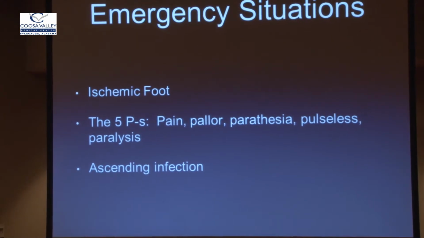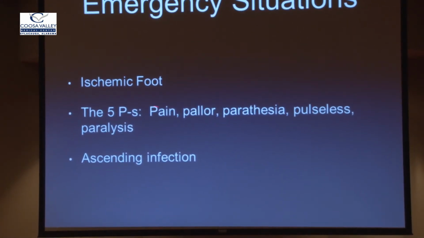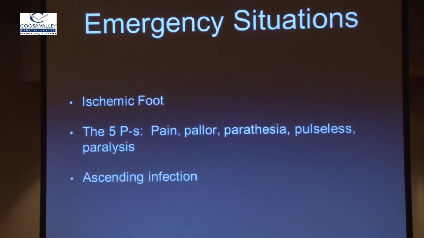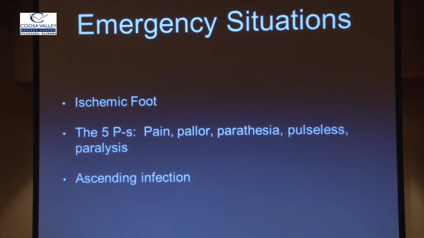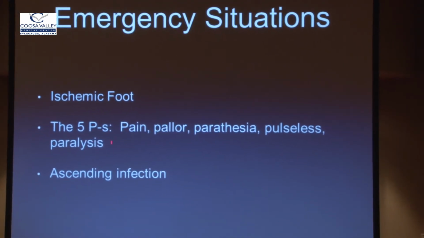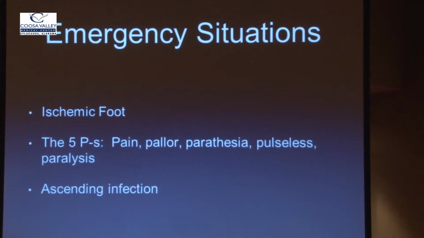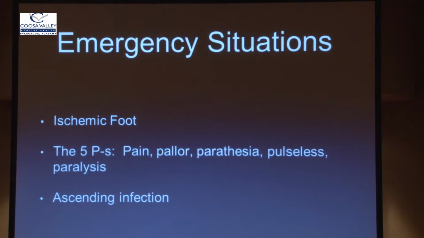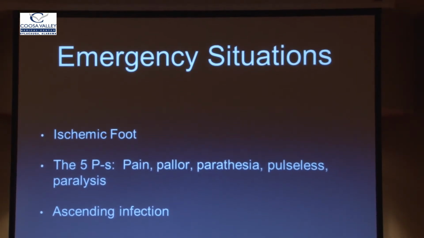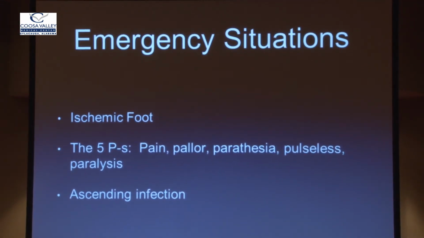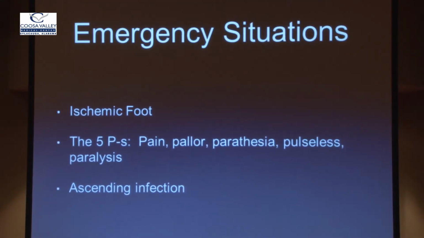And so we talk about the 5 P's of an ischemic foot. So it will be painful, you'll have pallor, it'll look a lot lighter than the other foot. Paresthesias, that means you'll kind of have pins and needles going in there. It will be pulseless, I mean I can't feel a pulse. And many times you'll have paralysis, you can't move the foot. So if you have this acutely painful foot and it looks really light colored compared to the other leg, and particularly if you don't have a pulse and you can't move it, that is an emergency and needs to be dealt with immediately.